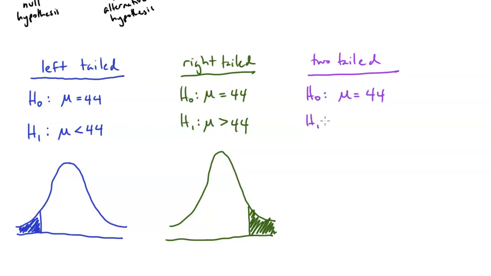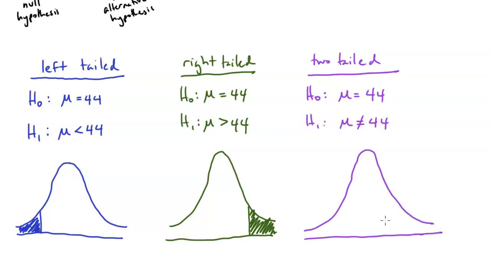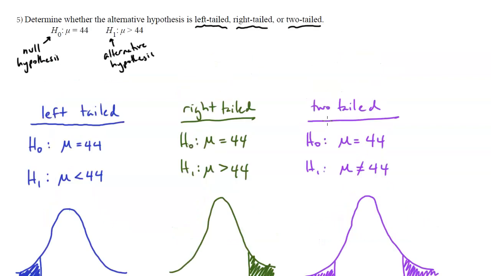So the alternative hypothesis is the population mean does not equal 44. That would be two-tailed. Because I'm not saying if the population mean is specifically greater than or less than 44. It can be greater than, can be less than. I don't know which one. Two-tailed. So left-tailed is less than, right? Left-tailed is less than. Right-tailed is greater than. Two-tailed is not equal to. Those are the 3 ways you'll see this.